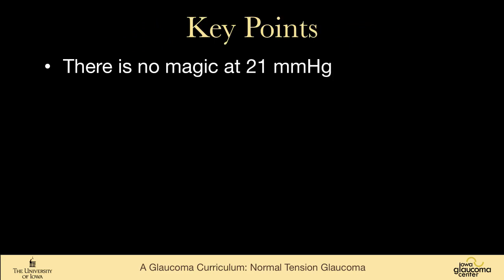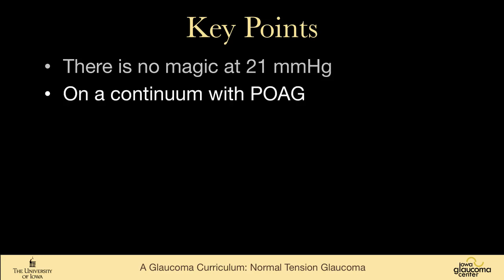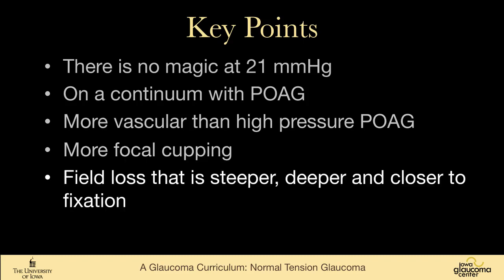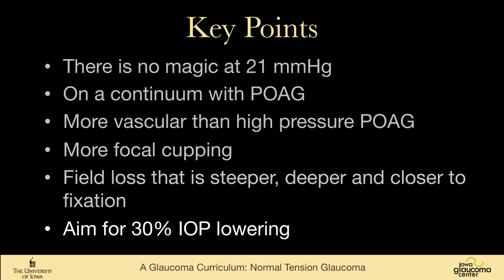So the key points here: there's no magic at 21 millimeters of mercury. There's a continuum from high pressure to normal pressure glaucoma, normal tension glaucoma. There's nothing magic or spectacular that happens at 21 millimeters of mercury. This is a continuum with higher pressure glaucoma, but perhaps more vascular of a disease than people who have high pressure glaucoma. There's more focal cupping, usually, not always, and field loss that is steeper, deeper, and closer to fixation.